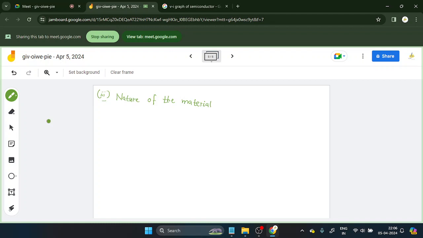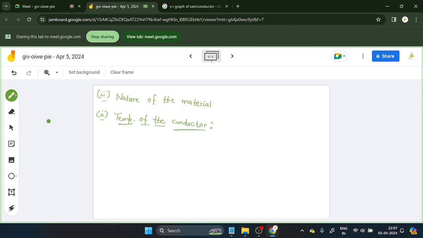Number 4, it also depends upon the temperature of the conductor. What do I mean by this? Whenever there is an increase in temperature, the speed of the electrons will increase. There will be more movement of the electrons and more collisions with the positive ions, so resistance will also increase.